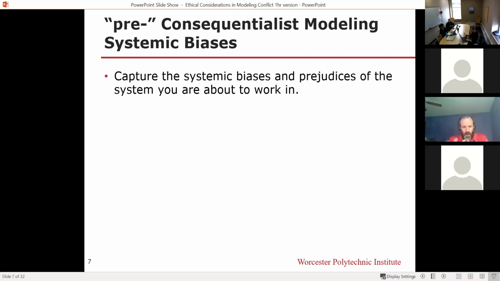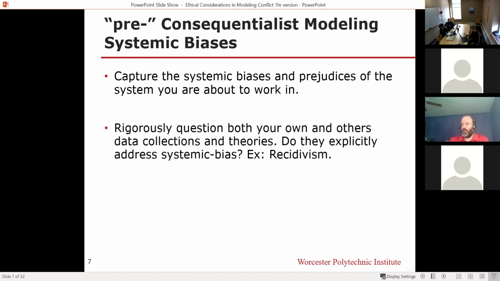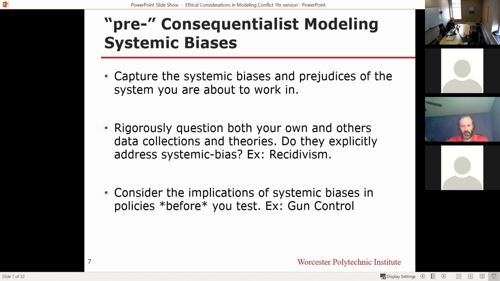How do you, from a consequentialist standpoint, account for systemic biases? This is something we talk about a little bit, but you capture the systemic biases and prejudice in the system you are about to work in. If you are modeling a society, you have to understand if the data you're using has a historical bias within it, not statistical bias or skew, but an actual systemic prejudice that's going to be reflected in the data. And you have to rigorously question both your own and others' data collections and theories.